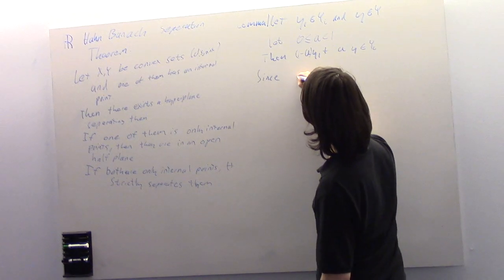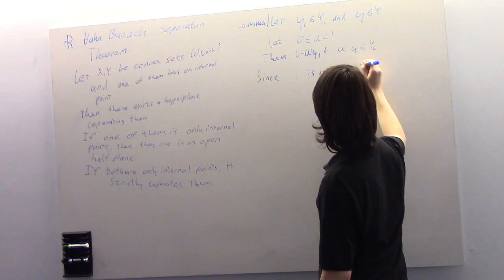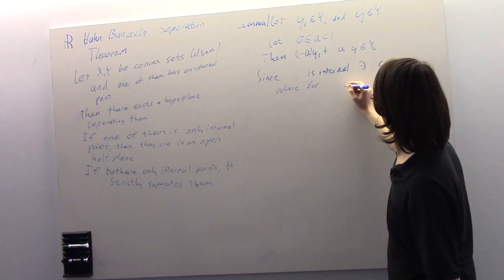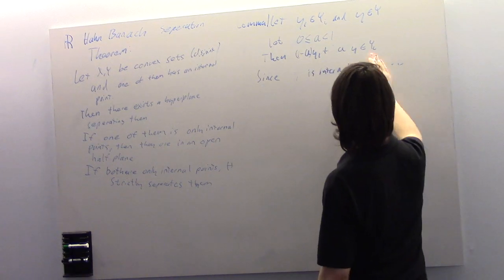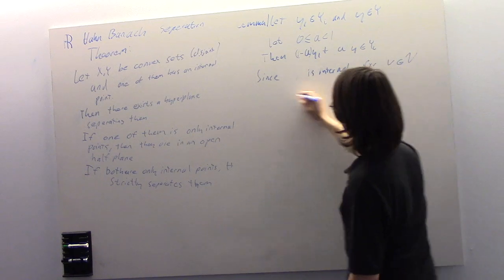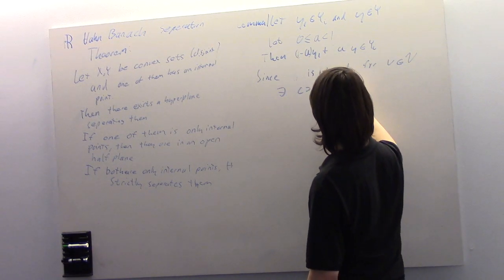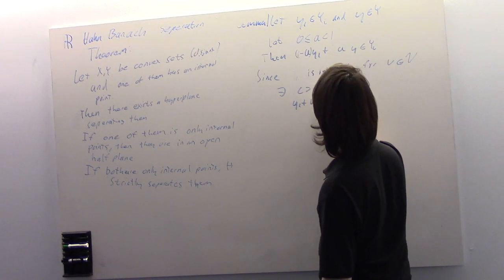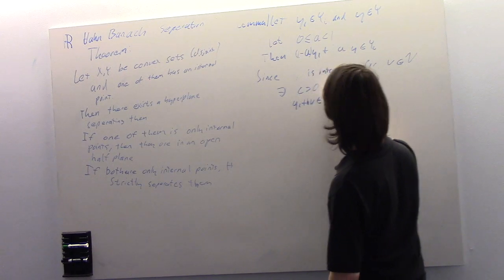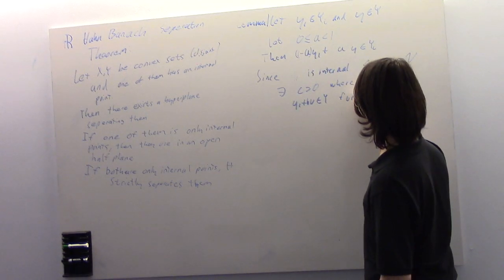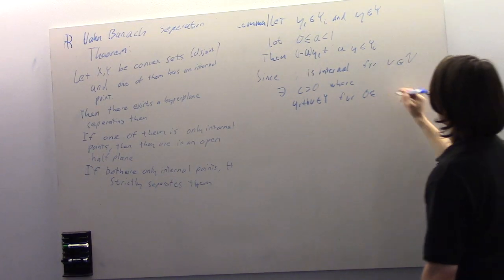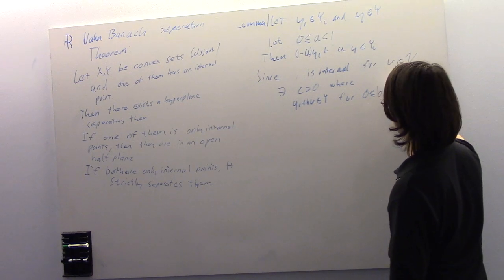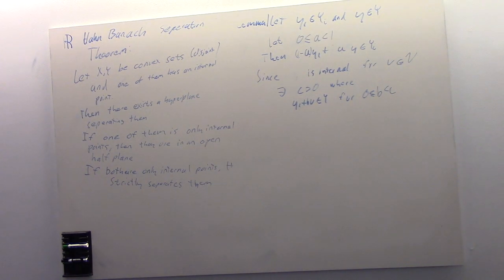Since y1 is internal, there exists a c greater than 0 where, for v in our vector space, (y1 plus v) times b is an element of Y for 0 less than or equal to b less than c. This is just the definition.